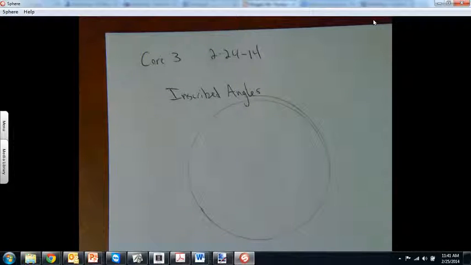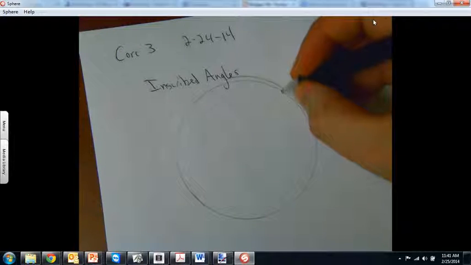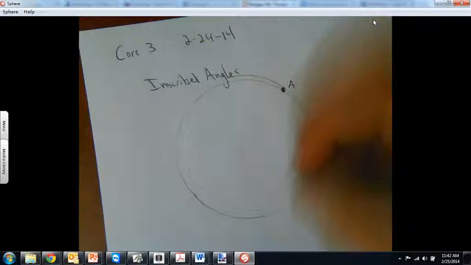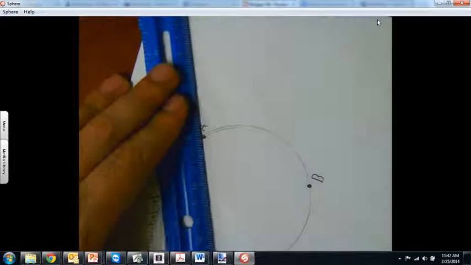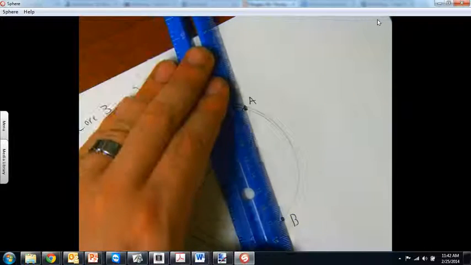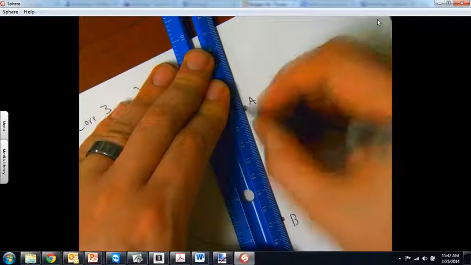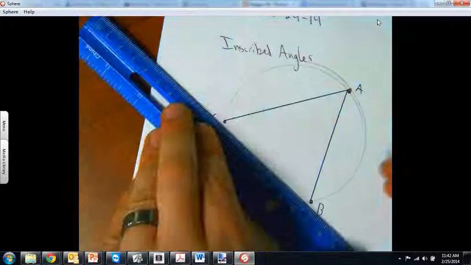Now, to create inscribed angles from here, we put an A, a B, and a C in our circle. So I'll call that A, B, and C, anywhere on the circle. Now, third step is to connect those into line segments. We got AC, AB, and BC.